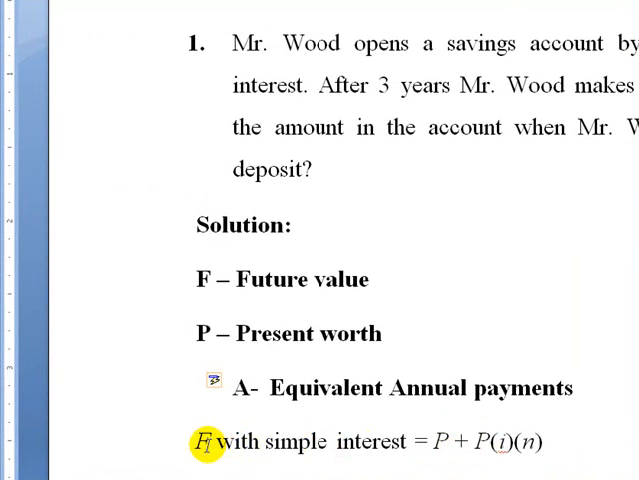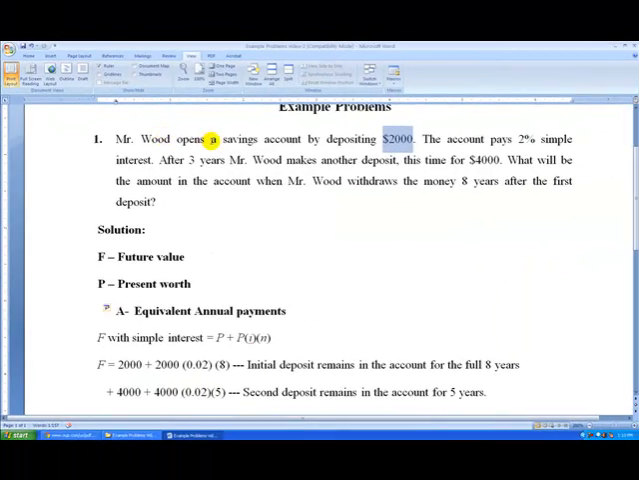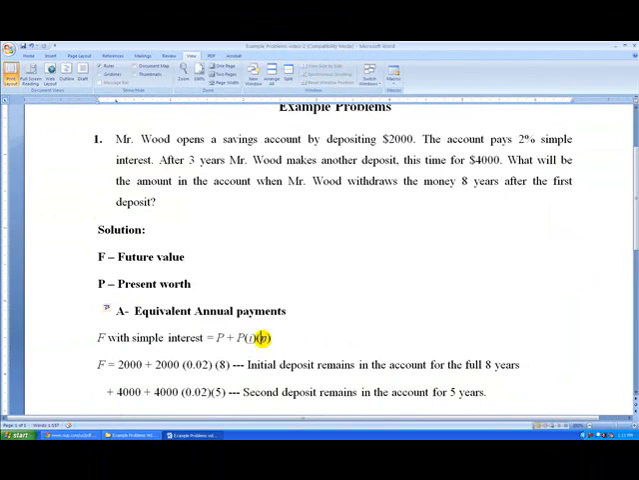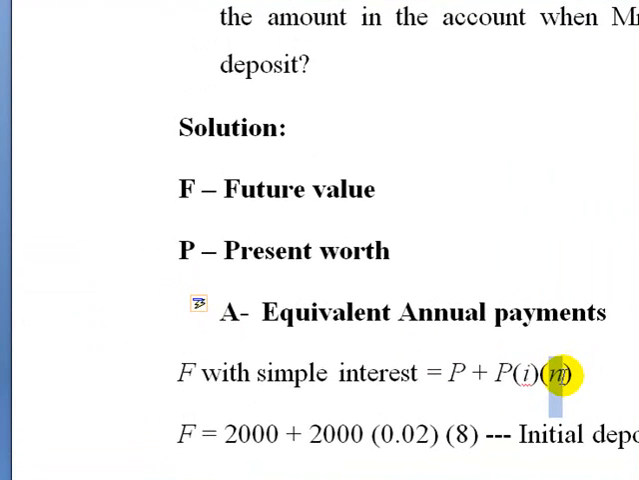the future value of Mr. Wood's deposit would be its present worth P plus P multiplied by I. I is for interest rate. In this case, the interest rate is 2%. So P multiplied by I multiplied by N, where N is the number of years. This term P multiplied by I multiplied by N is the interest, and P is the existing value or the current value of the deposit, right?